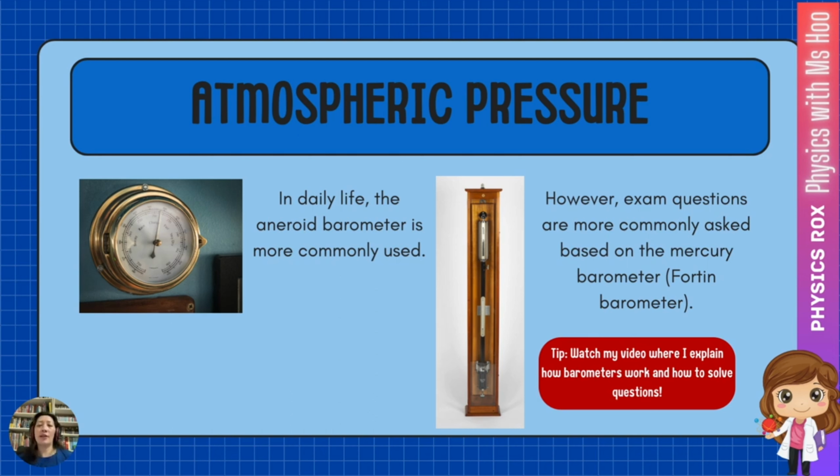So more exam questions are asked based on the mercury barometer or Fortin barometer. Again, because it's a little bit more complex and we need to understand what readings we are looking at and how to calculate or read the value from the scale on the mercury barometer. In this video, I'm not going to go through the barometers right now as well. I'll be covering that in another video, so please watch that video on how barometers work and how to solve exam questions.